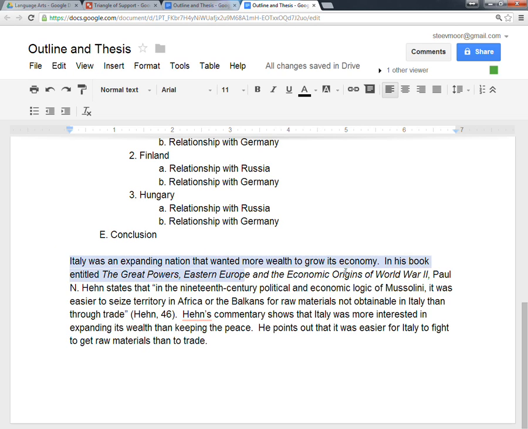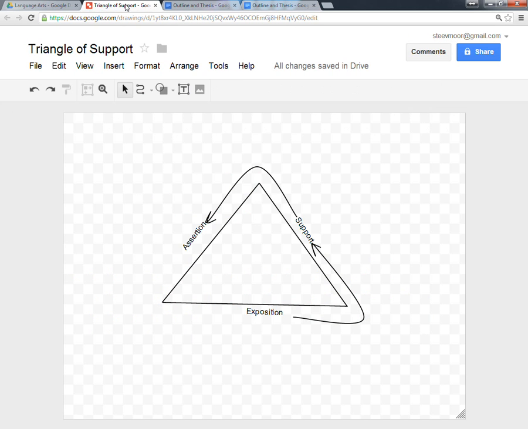So now I've got my assertion. I have my support, and I have my exposition or my explanation of how that support backs up my assertion, right? So exposition, support, assertion.